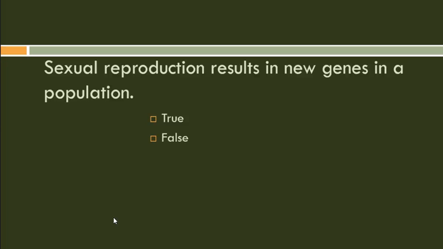Okay, sexual reproduction results in new genes in a population. True or false? That is false. Mutations are the only way to get new genes. Sexual reproduction allows for a different combination of genes, which is very helpful and can give rise to new traits.